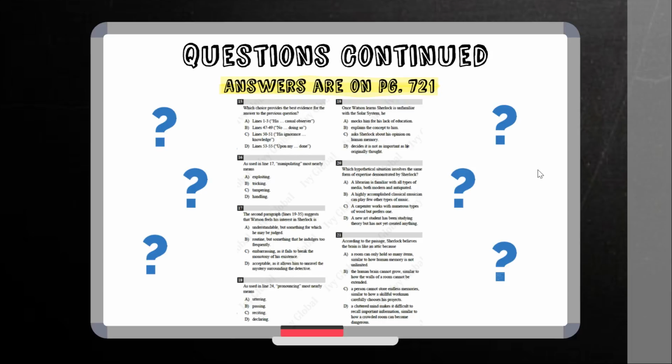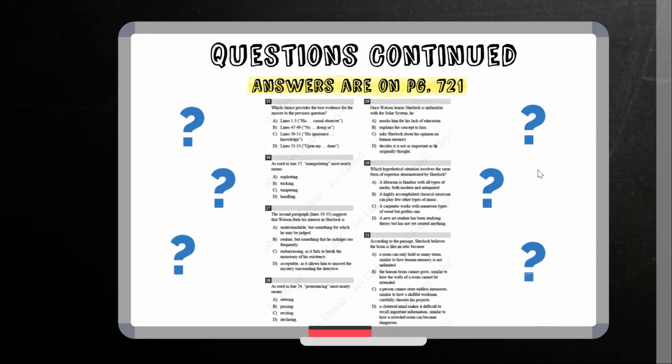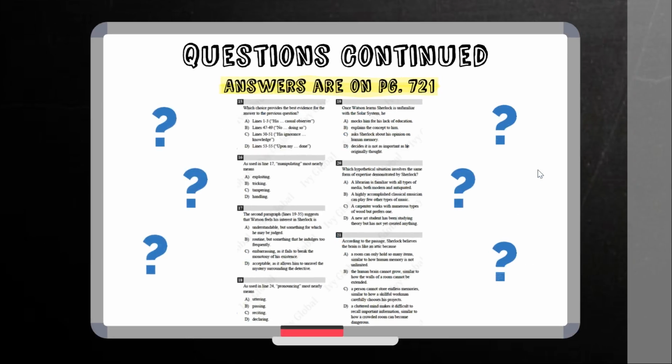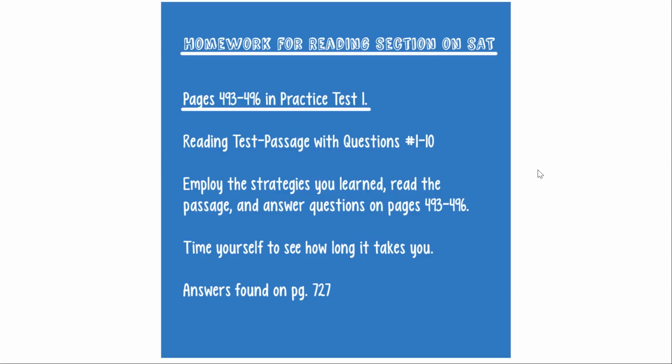And I know a lot of teachers who are uncomfortable with English who can still facilitate the class because most of the answers, well, all the answers are provided in the back of the book, and many have explanations to them as well. Homework for the reading section on the SAT, pages 493 to 496 in practice test 1. Right? Reading test passage with questions 1 through 10.